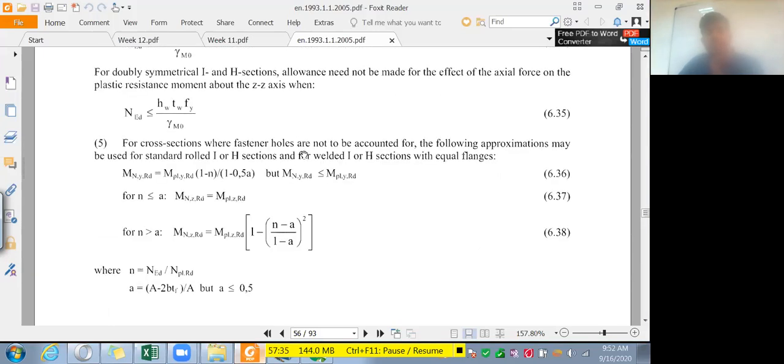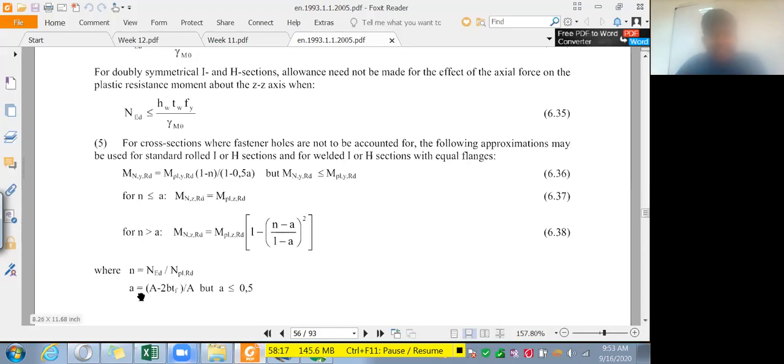For cross sections where fastener holes are not to be accounted for, the following approximation may be used for standard rolled I sections and H sections, and for welded I sections and H sections with equal flanges. So your MN,y,Rd is obtained from Mpl,y,Rd multiplied by (1 minus n) over (1 minus 0.5a). So your Mpl,Rd is what we normally obtain, and you have to multiply by a factor here. That factor is obtained from these equations. What is n? n is NEd over Npl,Rd.